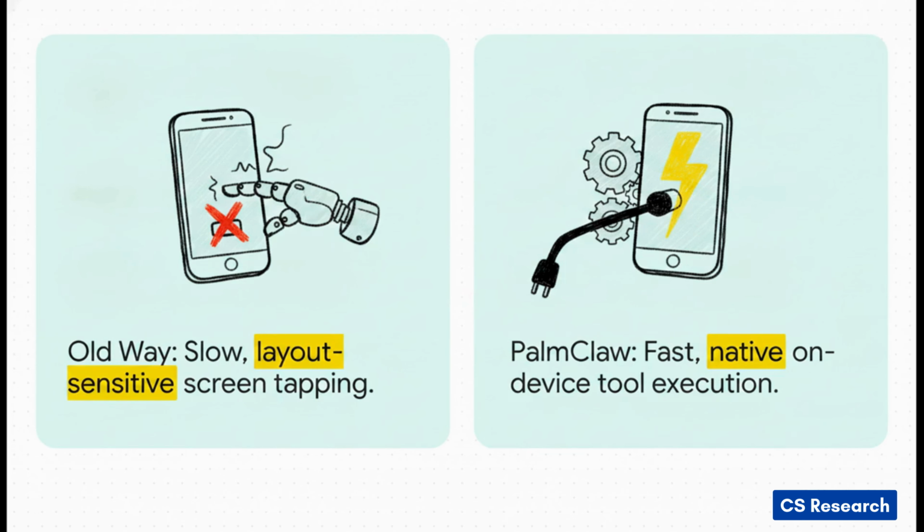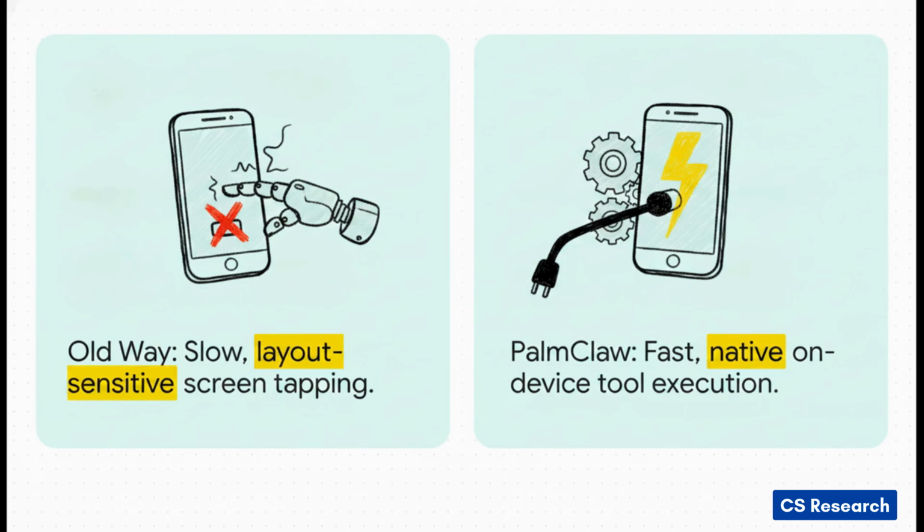To put it simply, that old way translates to these incredibly long, interface-dependent sequences. Think about it. If an app updates and moves a button, say, 2 inches to the left, the old GUI agent completely fails because it ends up tapping empty space. Plus, the AI can't actually access the raw files or sensors. It only knows what it can physically see on the screen.